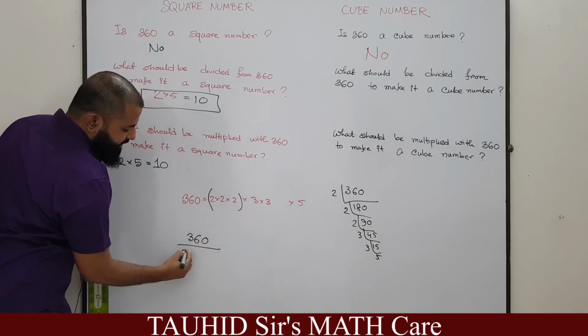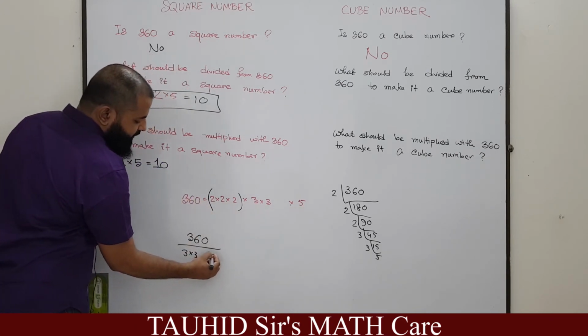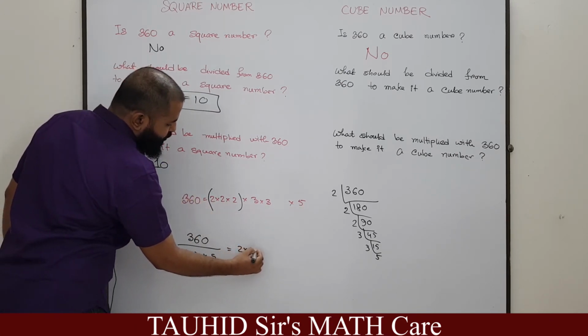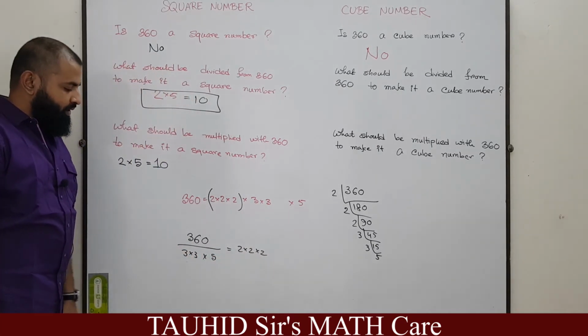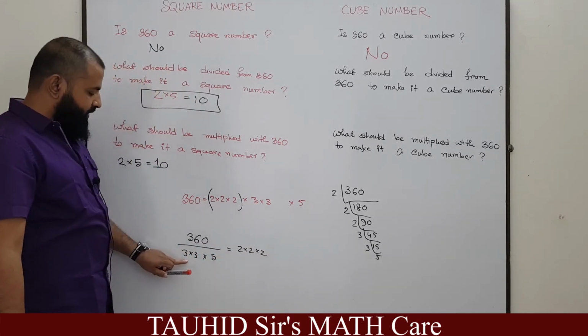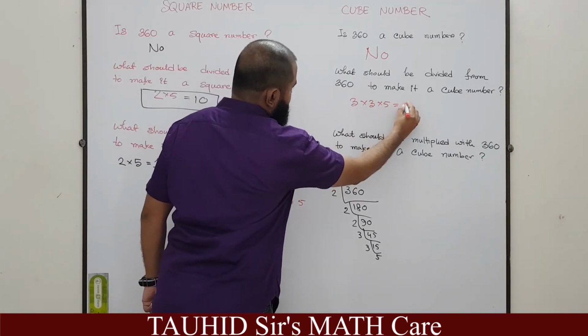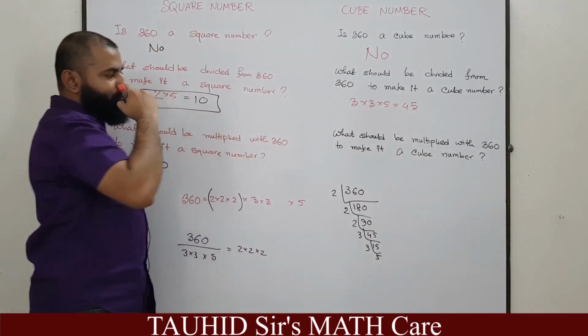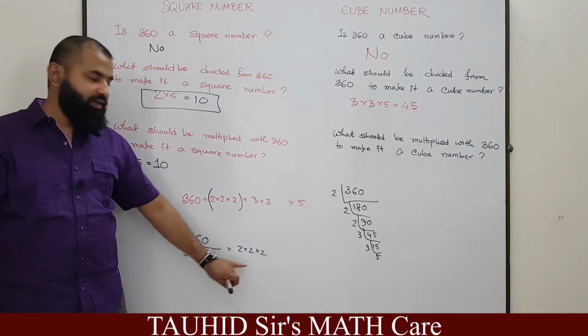What should be divided from 360 to make it a cube number? If we remove these 3's and this 5, we get 2 into 2 into 2, which is a cube number. So we can say that if we divide 360 by 3 into 3 into 5, which is 45, that is, if we divide 360 by 45, we will get a cube number.